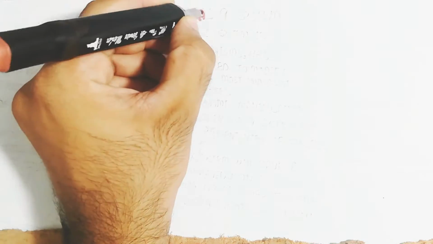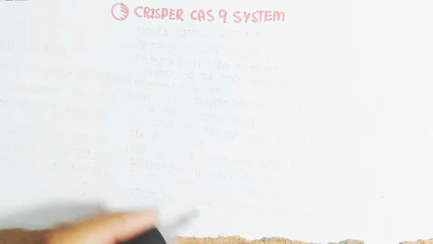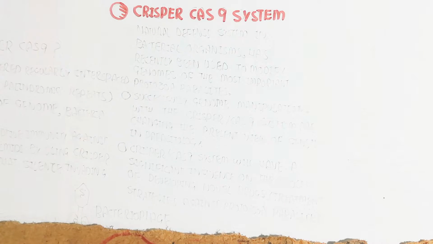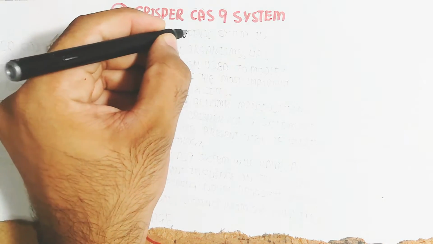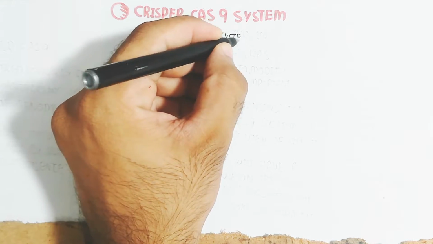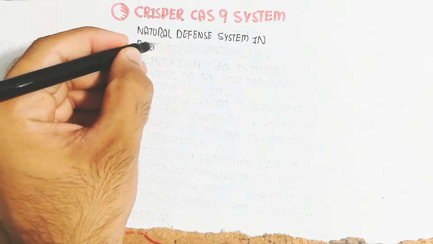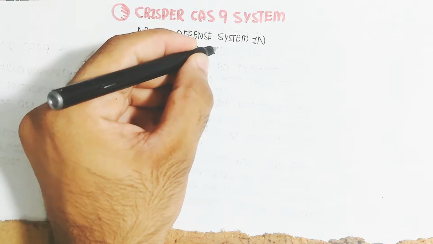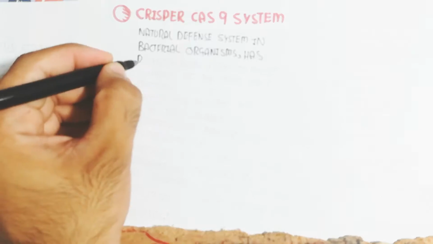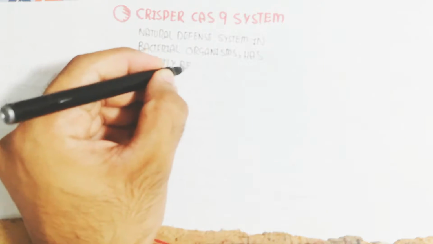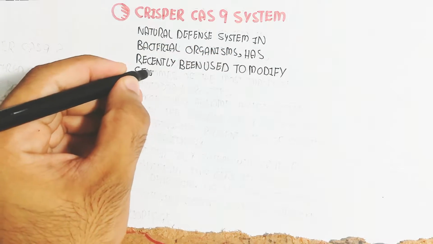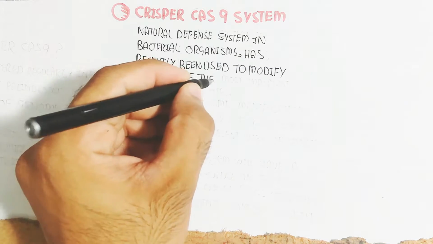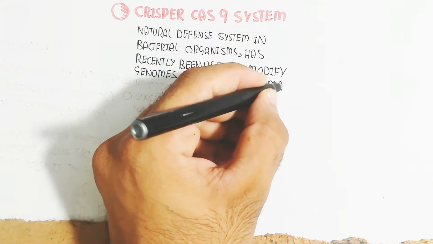Hello, in this video we will discuss the CRISPR-Cas9 system. So basically, what is the CRISPR-Cas9 system? Basically, it is the natural defense system in bacterial organisms. This natural defense system has recently been used to modify the genomes of some of the most important protozoa and parasites. So what is CRISPR-Cas9?